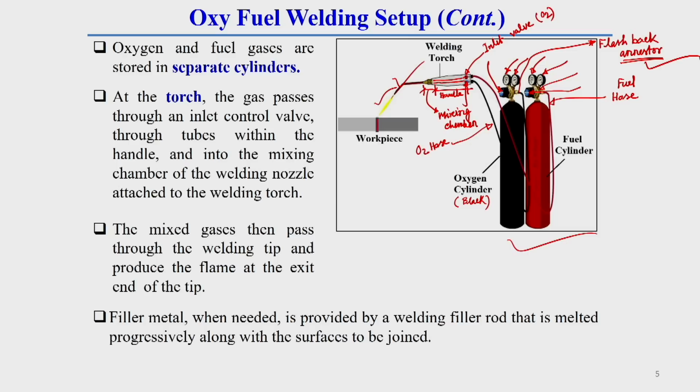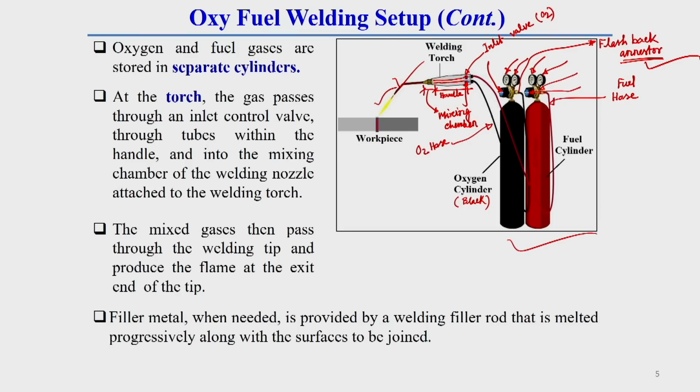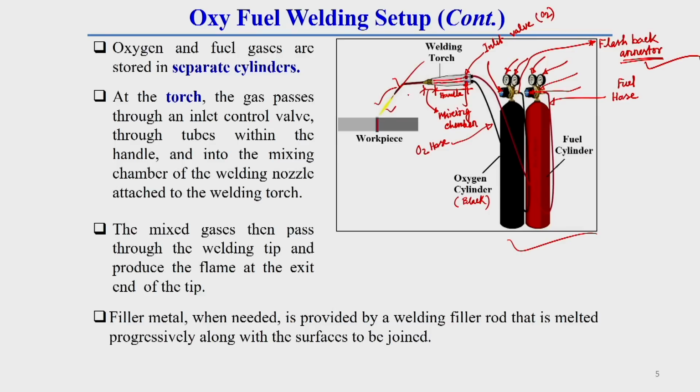How does the gas come? The gas comes from the cylinder, with the working pressure controlled by the gas regulator. It enters the handle region through the oxygen inlet valve and the fuel inlet valve. After that, it comes to the mixing chamber, where the two gases are mixed. Once mixing has taken place, a spark lighter at the tip of the nozzle generates the flame. This flame is then used for the welding operation.